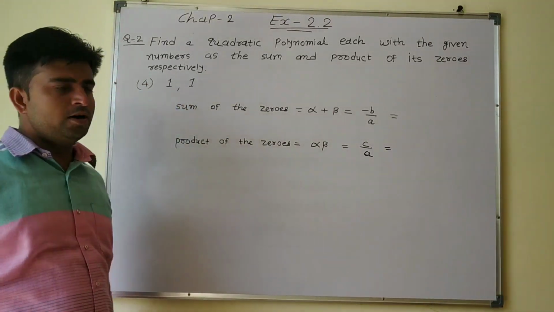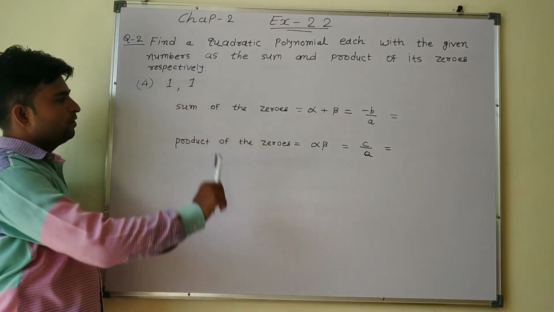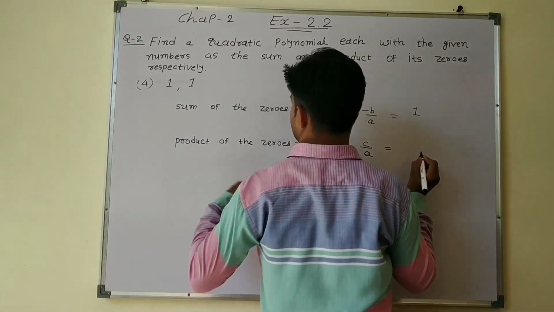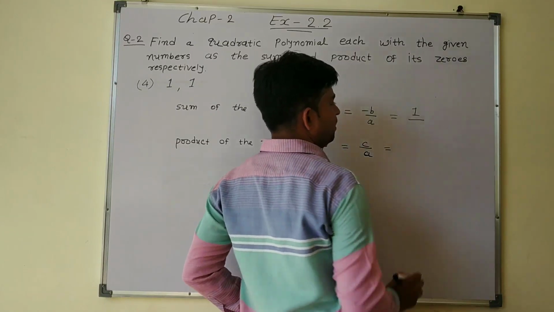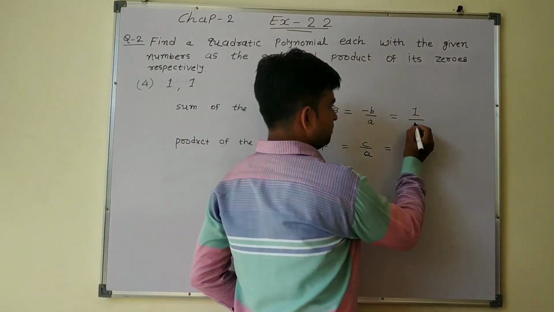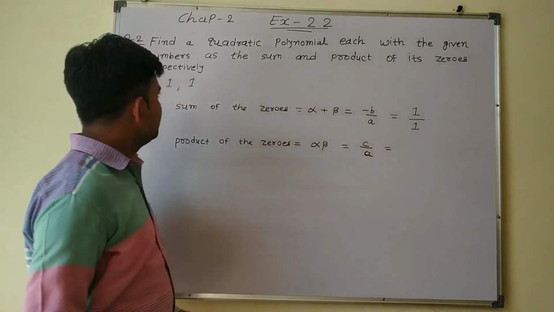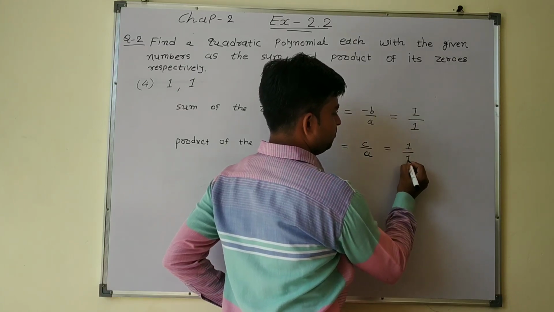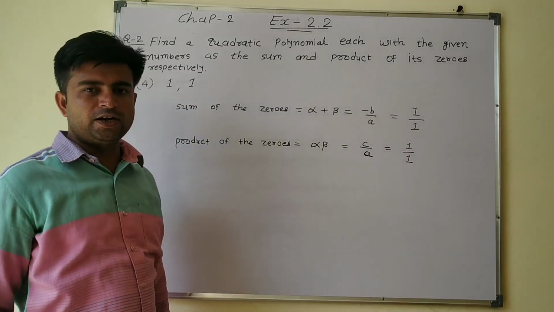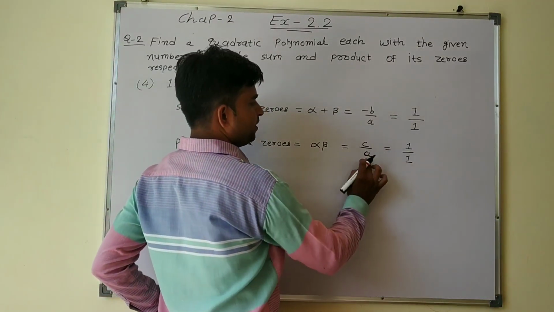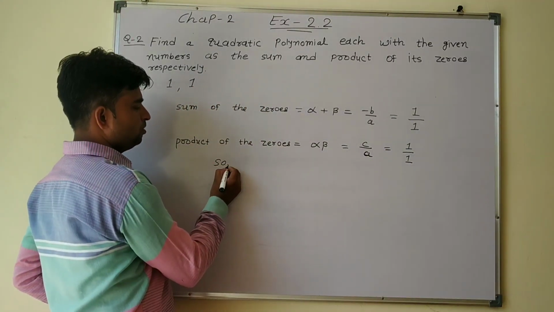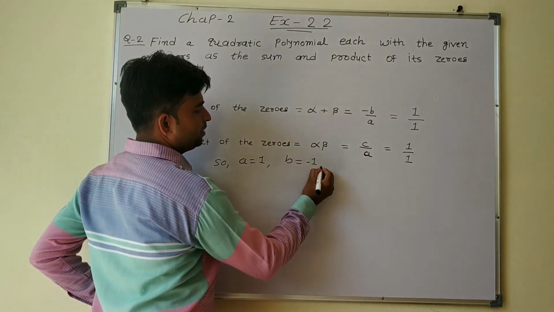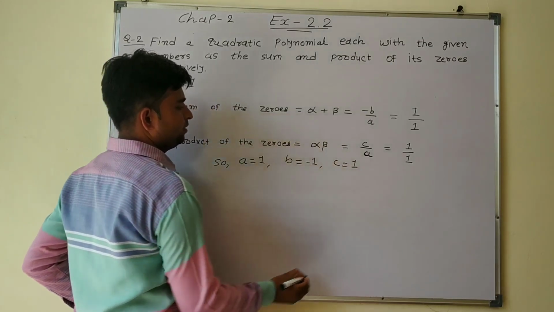Now let's see fourth number. In fourth number, both numbers given are 1, 1. Sum of the zeros is equal to 1. It is given 1, and upon nothing given, so we can write 1. So it becomes 1 upon 1. Similarly, the product of zeros is equal to 1. So here also we have to write upon 1. Here both the denominators are equal. So comparing this, we get the value of a, b, c. So a is equal to 1, b is equal to minus 1 and c is equal to 1.